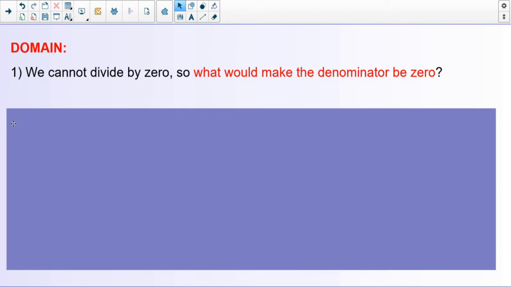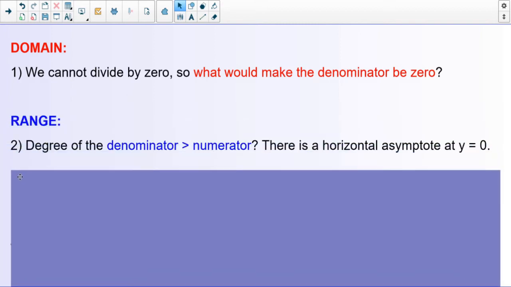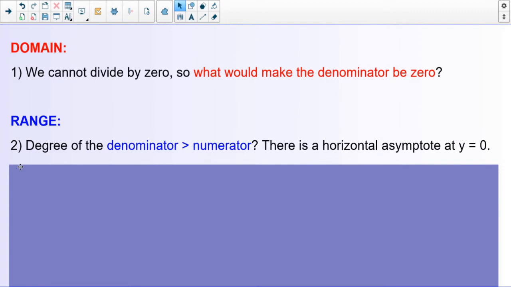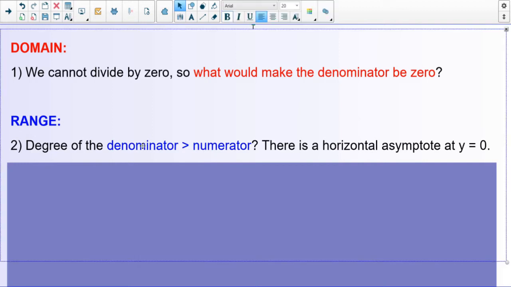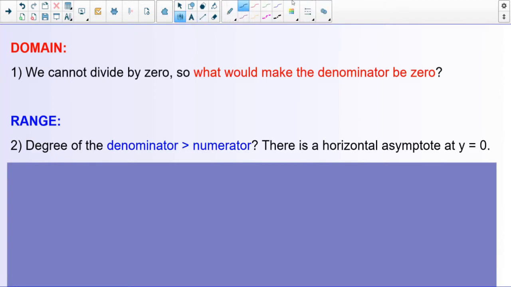For the range, we have three choices for what can happen. And again, don't write this down. I'll give it to you at the end. We'll look at the degree of the denominator and the numerator, so that's the bottom and the top of the fraction. If the degree of the bottom is bigger than the numerator, we'll have a horizontal asymptote at y equals 0.